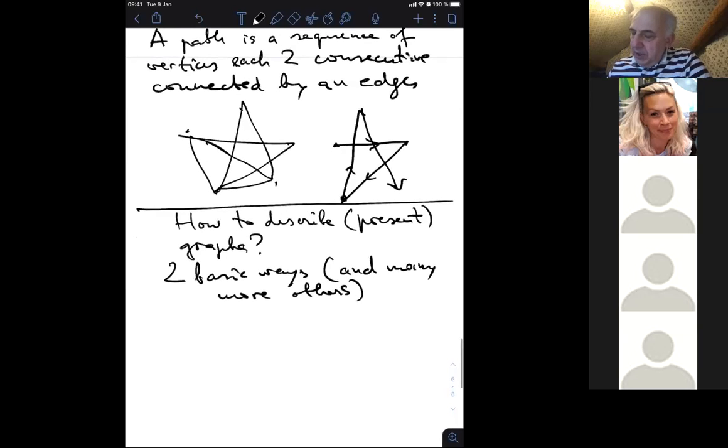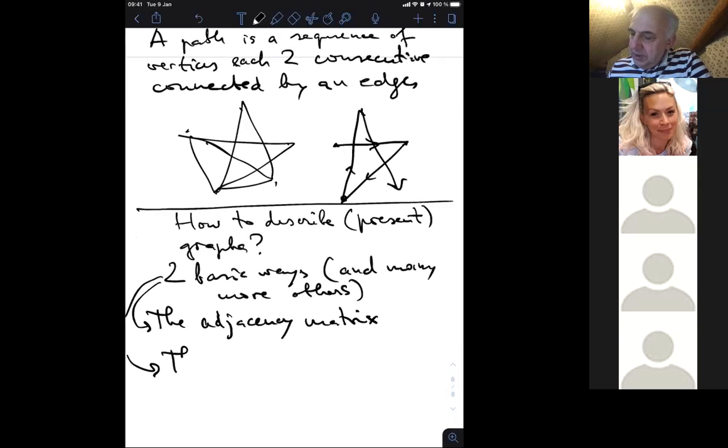So I'll be talking about the adjacency matrix. This is number one. And the other one is called the incidence matrix.